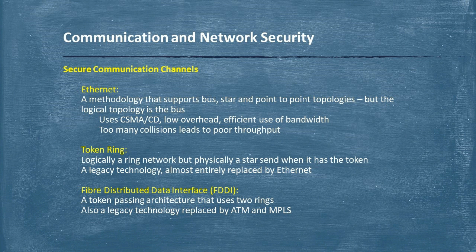Token ring is logically a ring network, but physically a star. A device sends when it has the token. It is a legacy technology almost entirely replaced by Ethernet. Ethernet is more popular and very commonly used. Token ring is not that much.